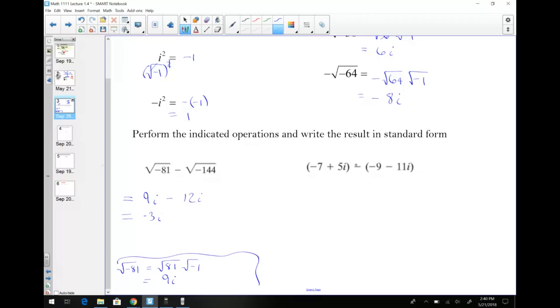So for this next one, if I multiply this negative through here, I can get rid of some parentheses. I simply have -7 plus 5i plus 9 plus 11i. Here, the 9 and -7 add together to be +2. 5i plus 11i added together equals 16i.